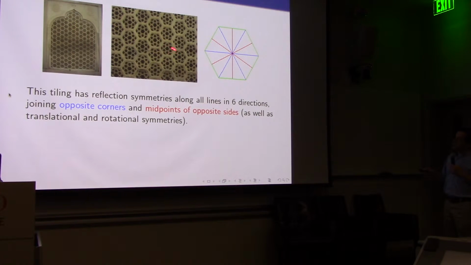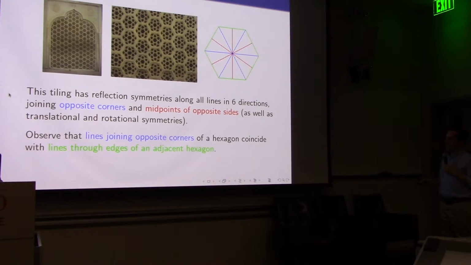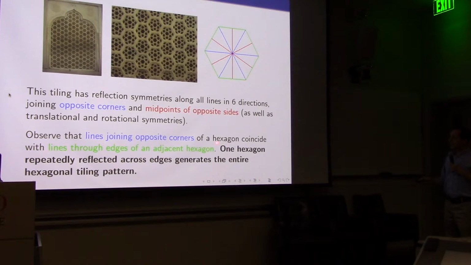But notice that in here, if you choose the blue lines and you extend them, they go through the edge of an adjacent hexagon. So rather than flipping a hexagon around itself, we can instead think about the whole diagram reflecting along an edge. And so that's the point of view I want to take, which is if we think about one hexagon and you reflect it across any of its edges, you get a new hexagon. And as you keep reflecting across edges, you get more and more hexagons. They never repeat. And in this way, you generate this entire tiling pattern.